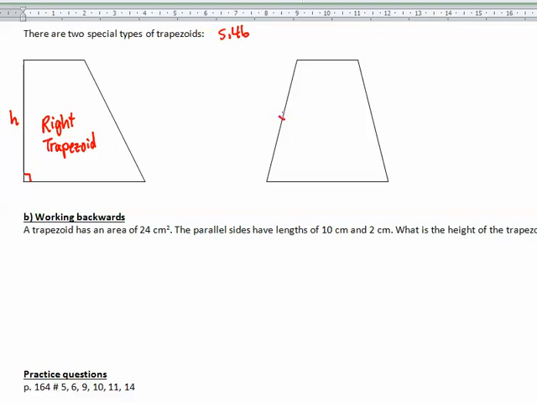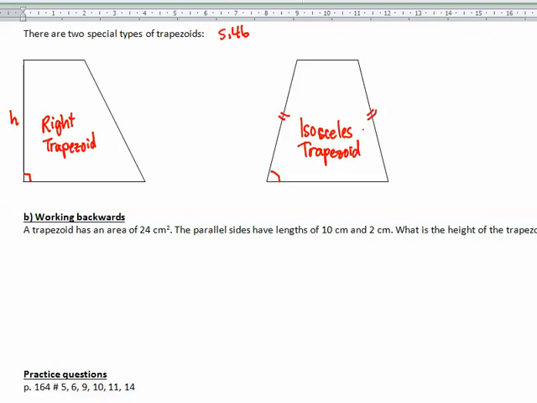Another special type of trapezoid is one where the two side lengths are exactly the same length. In the right trapezoid, they are not. If they were, it would be a rectangle. And in this case, we have two identical sides, but it's not 90 degrees, and we call this an isosceles trapezoid, just like an isosceles triangle with its head chopped off. So that's really the same thing. Now, those are two special types of trapezoids.